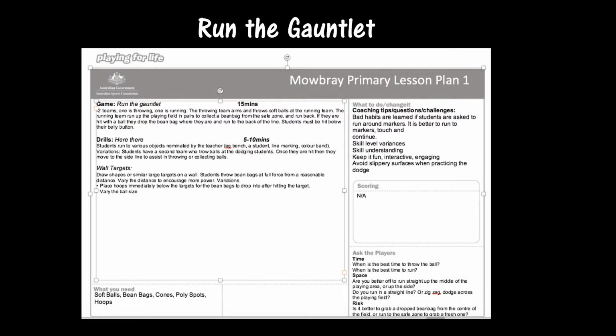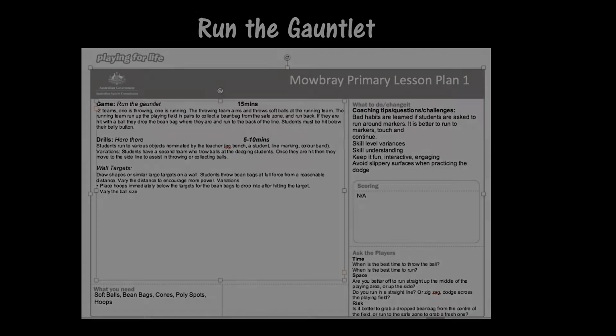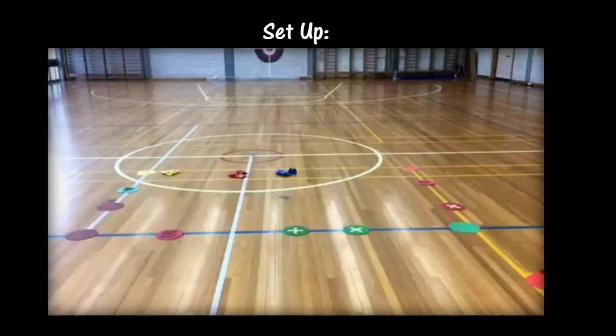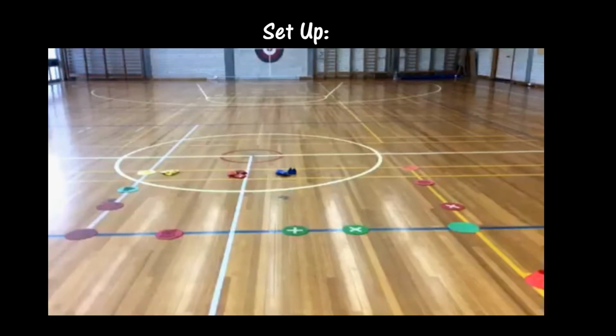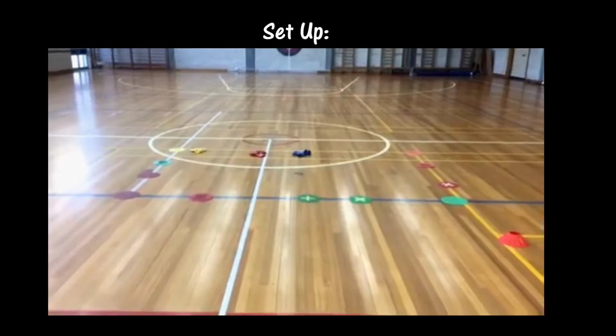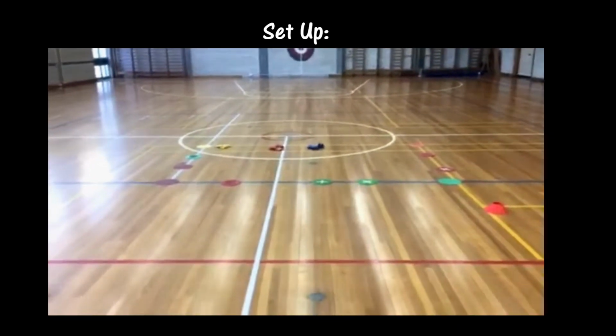Our lesson plan was based around the game Run the Gauntlet. We used the Australian Sports Commission recommended lesson plan card to detail our activities. Within this game, our students needed to be able to successfully run, stop, dodge and overarm throw.